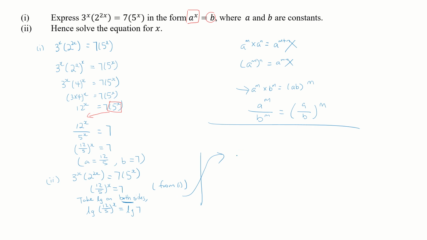Okay, what's the purpose of taking log? It's because now with the log in place, I can make use of the power law to bring down the x. So this becomes x log 12 over 5, and the right hand side remains the same. So now our x is brought down already. So now we can just calculate what this is using our calculator. Okay, the answer that you should get is 2.22, correct to 3SF.